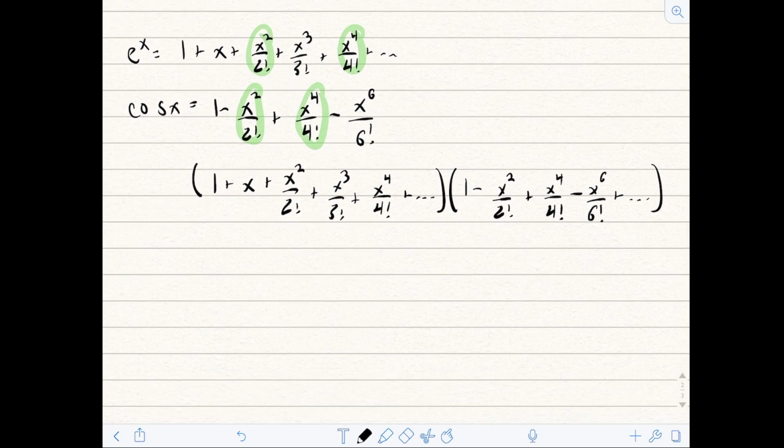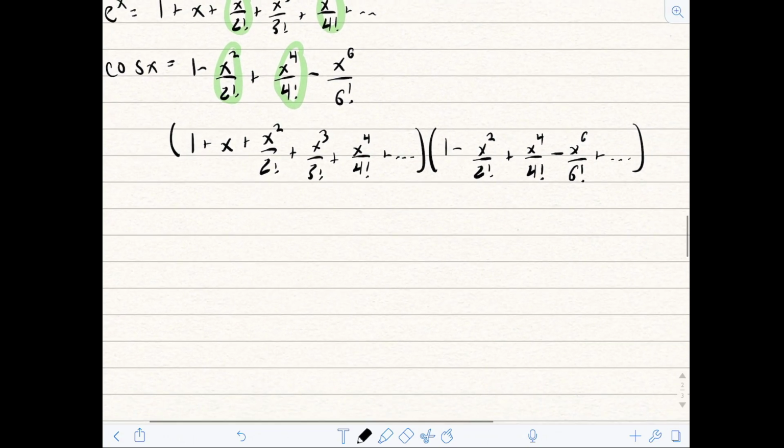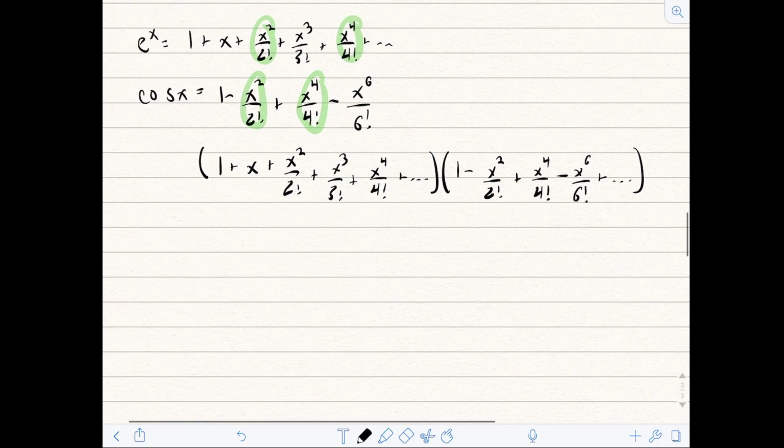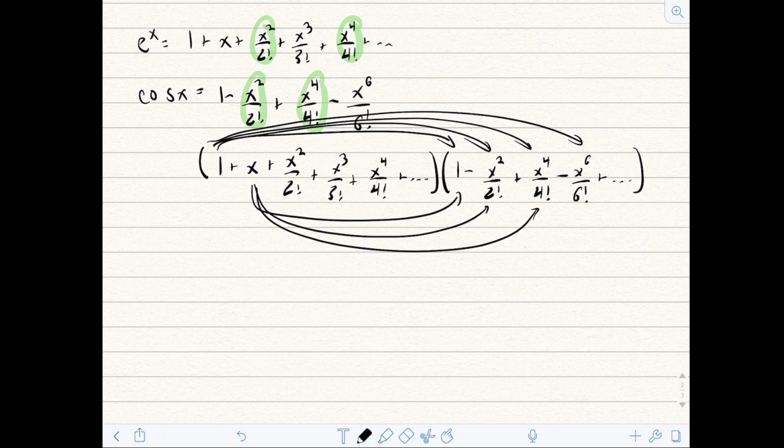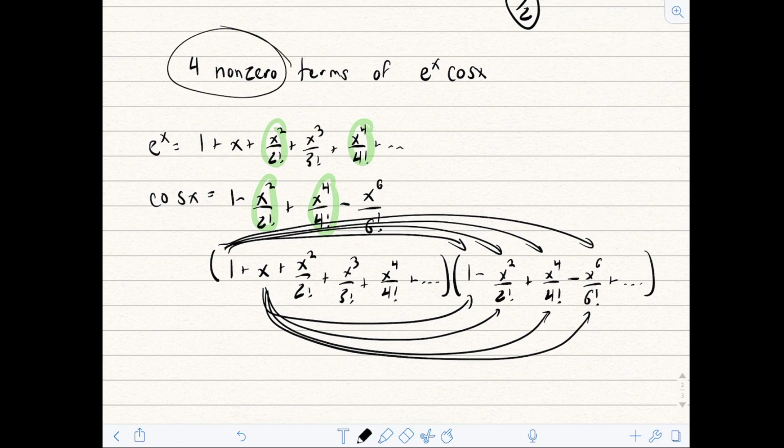And what I have to do here is kind of a little bit of a mess. What I'm going to be doing here is foiling, but not like any foiling that you've seen before, because I'm going to do 1 times that, 1 times that, 1 times that, 1 times that, and then move on. Well, x times that, x times that, x times that, and x times that. And this is going to get kind of a little overwhelming in terms of how many exponents, especially if I only want the first 4 non-zeros. I don't want to do too much, and I also want to think about the degree that I'm actually going to end up getting into.